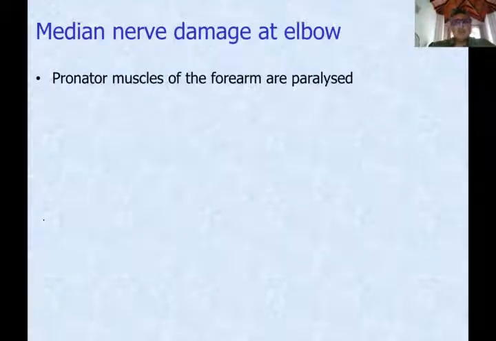Then median nerve damage at the elbow joint. So if you damage the median nerve at the elbow joint, not like ulnar nerve damage, because in the forearm, if you remember correctly, the ulnar nerve supplies the flexor carpi ulnaris muscle, which is a wrist flexor and a wrist adductor, and the medial half of the flexor digitorum profundus. Those are the only structures supplied by the ulnar nerve in the forearm.